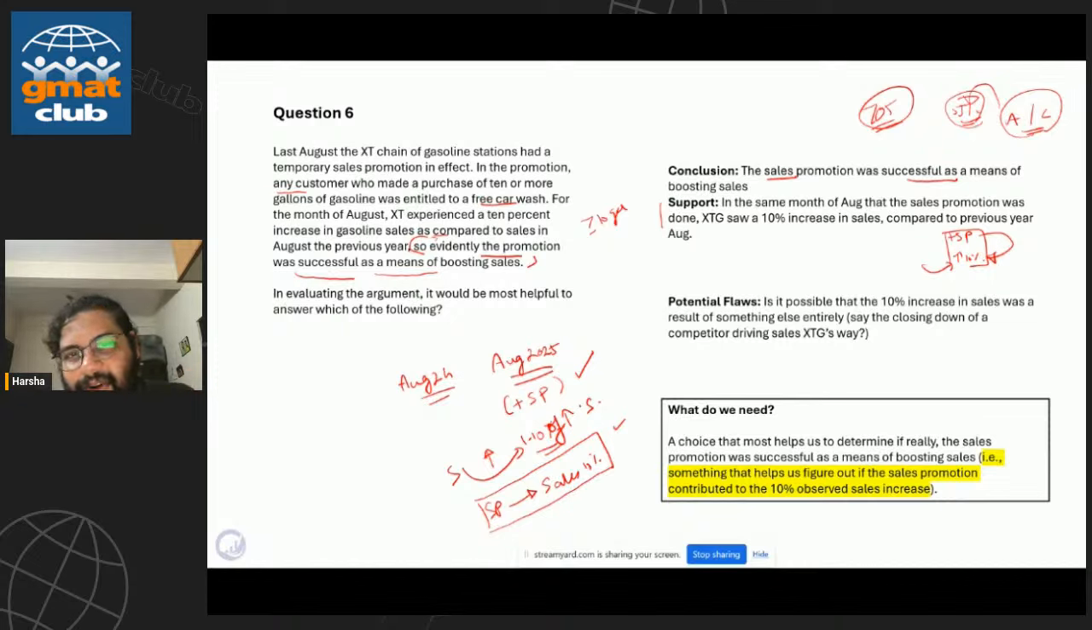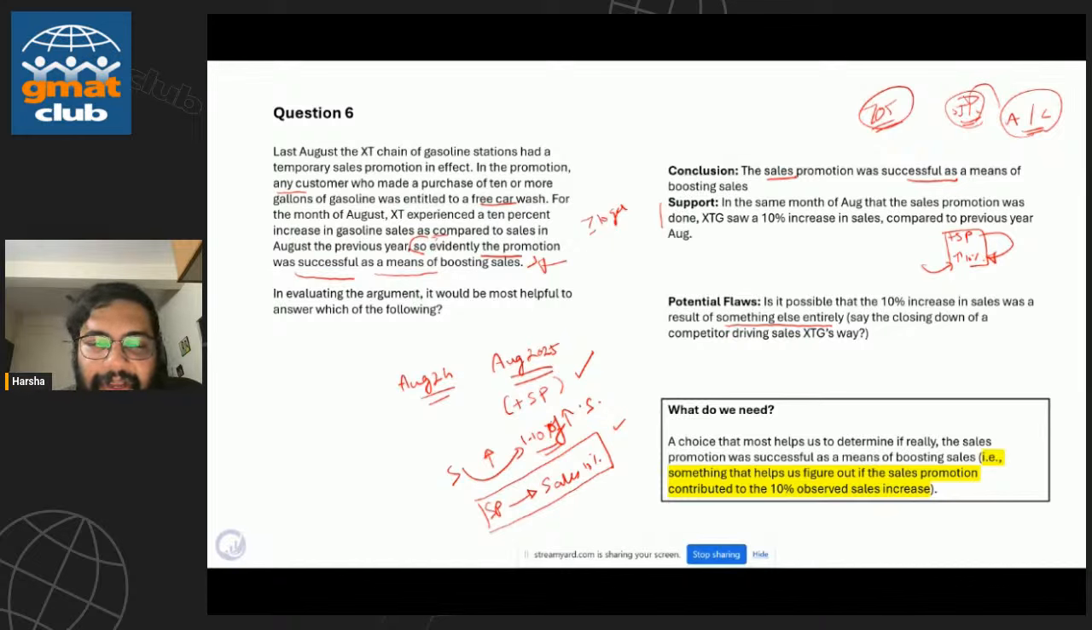And this is a causal argument. I think a lot of us commented on that, right? It is a causal argument. So, is it possible that this 10% increase that has been observed is entirely because of some other cause? You notice my phrasing of entirely, it's because of the exact way the conclusion is phrased. The conclusion is that the sales promotion was successful as a means.